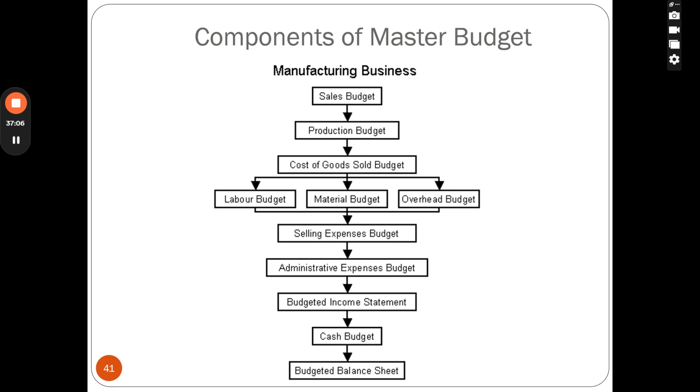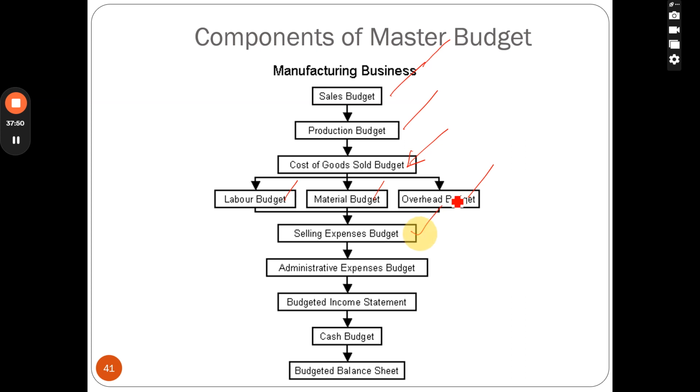And this is a sample of a master budget. So components of a master budget, you can see here, it's a manufacturing company. For that you will have a sales budget. Based on that you will prepare a production budget. If you know the production budget, then only you can prepare the cost of goods sold budget, right? How will you get the cost of goods sold budget? You will check what is the labor cost, the material cost, and the overhead cost. And you will also consider the inventory movements to reach your cost of goods sold.